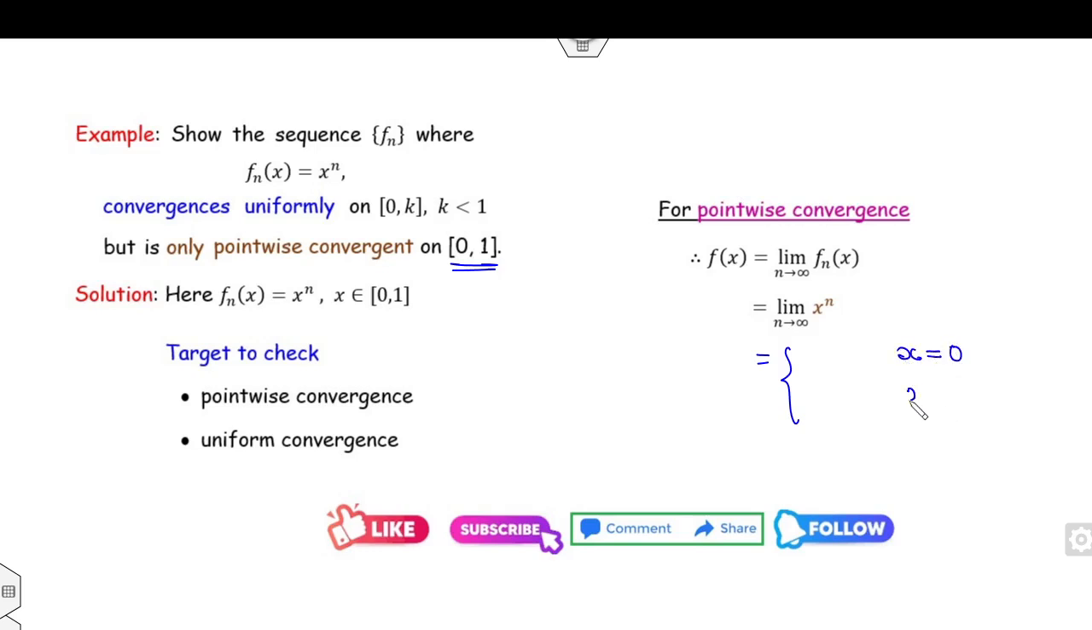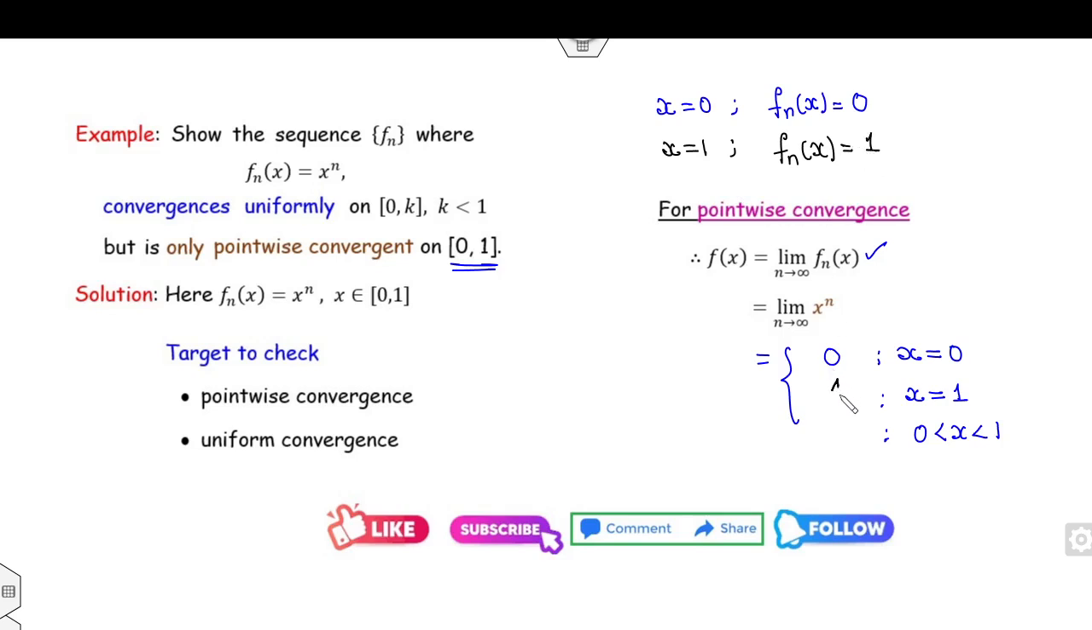So we have three cases: x is 0, x is 1, and x lies between 0 and 1. What will happen if x is 0? What is my f_n(x)? f_n(x) is 0, so the limit is also 0. When x is equal to 1, f_n(x) is 1, so the limit is 1. When x lies between 0 and 1, this limit will be 0.